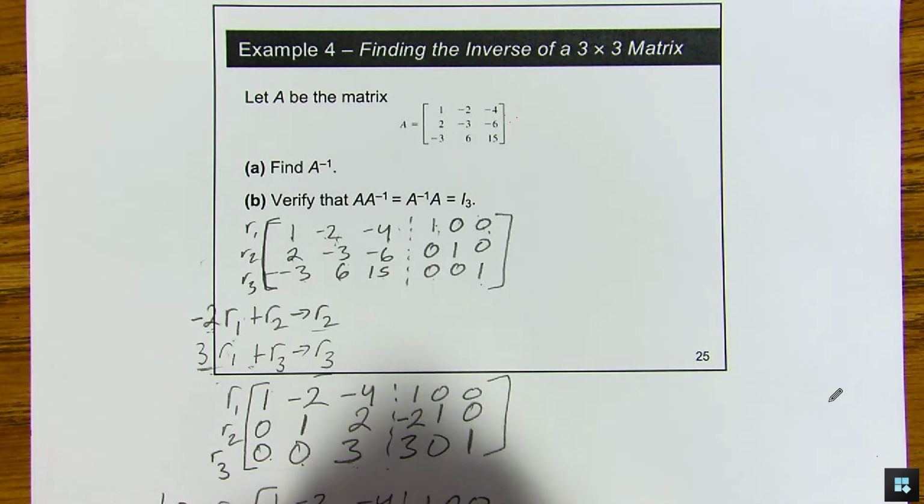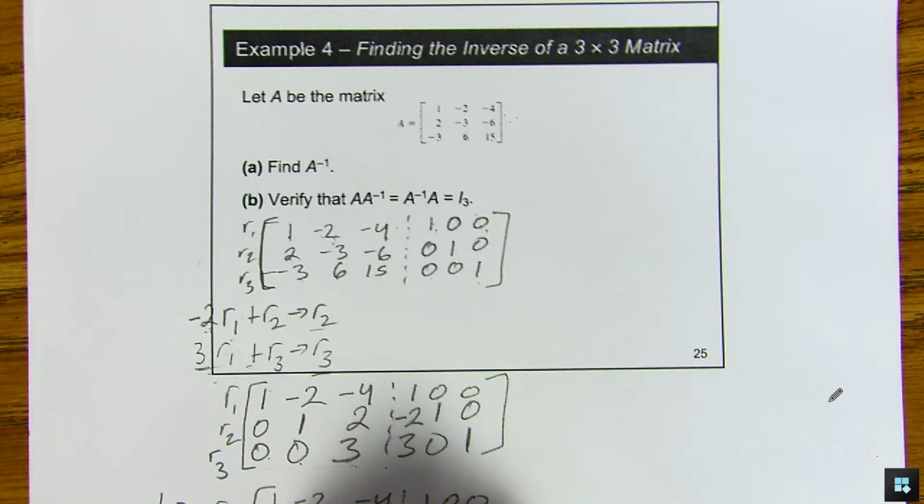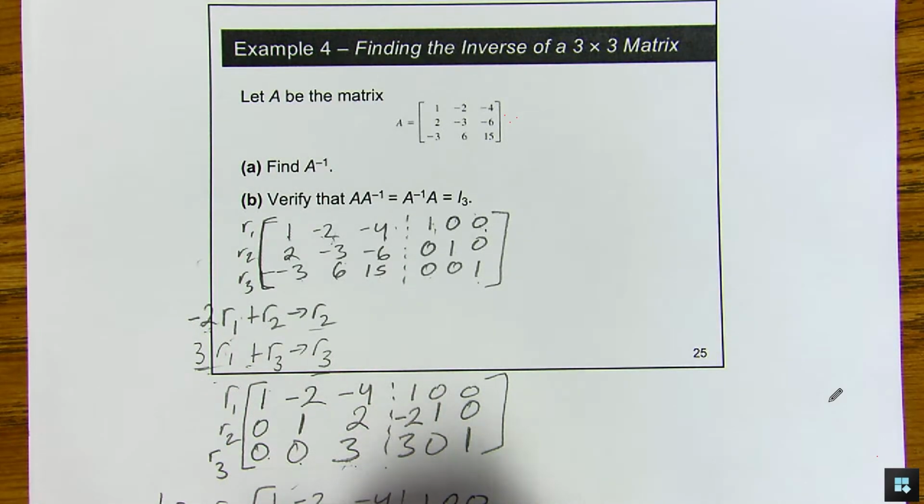Row 2 stays the same. Row 3 now, though, becomes 1/3 of 3 is 1. 1/3 of 0 is 0, 1/3 of 1 is 1/3.